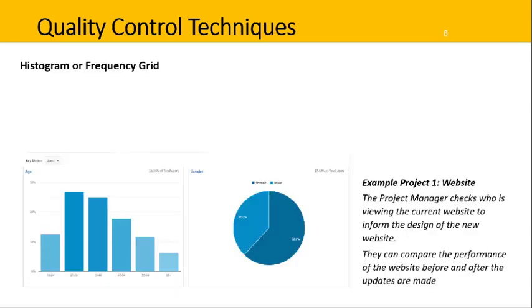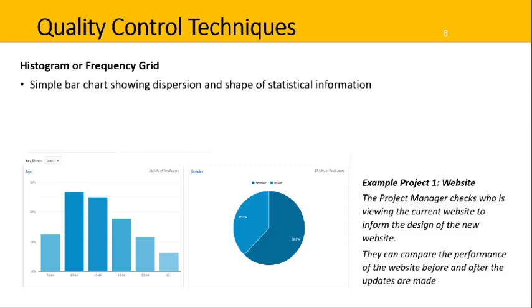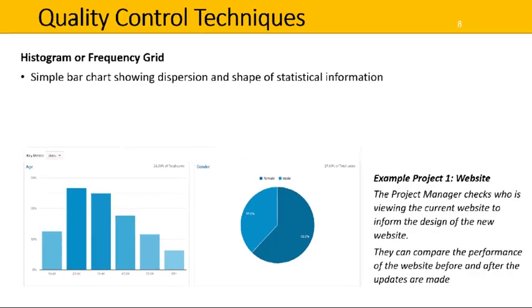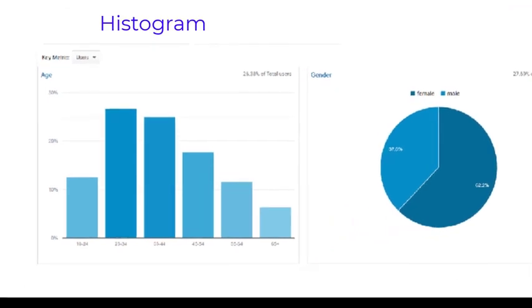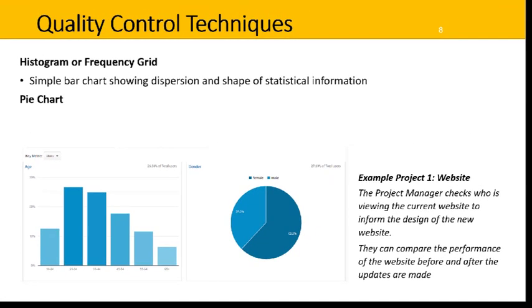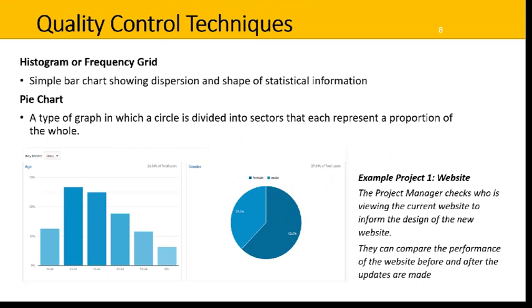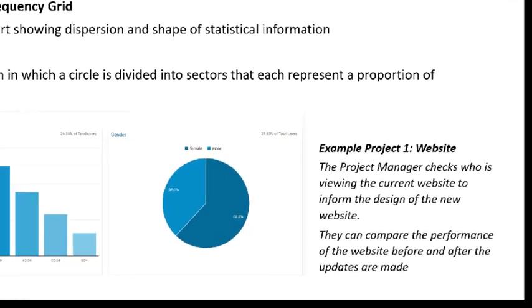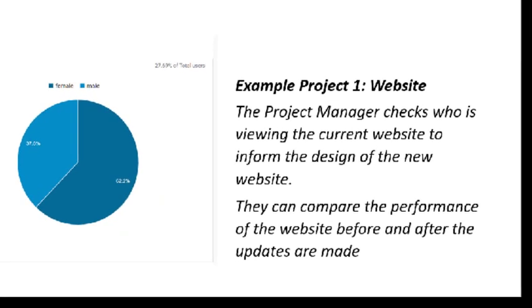So first we have a histogram or frequency grid. This is shown on the left-hand side. It's a simple bar chart showing dispersion and shape of statistical information. In this case, it's demographic information about age. On the right-hand side, we have a pie chart, which is a type of graph in which a circle is divided into sectors that each represent a proportion of the whole. In this instance, male-female. Again, it's demographic.